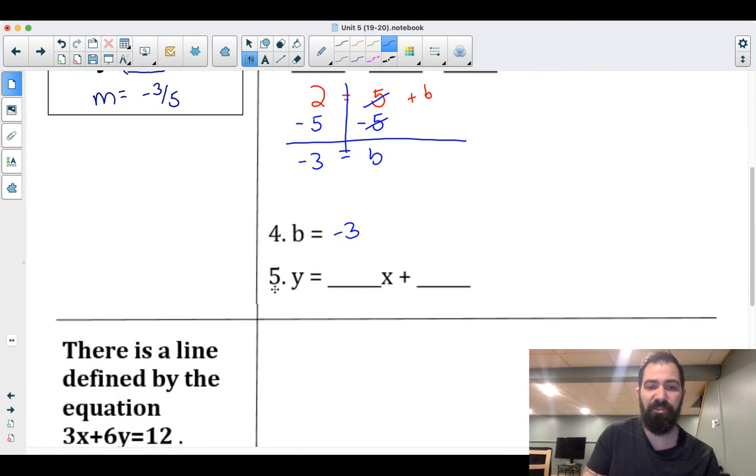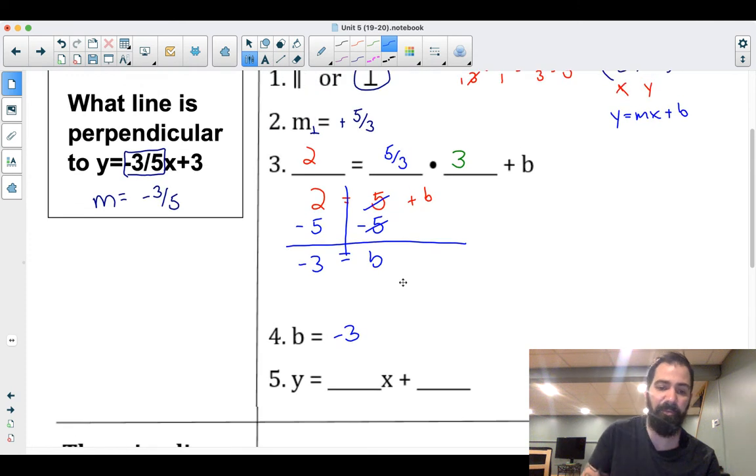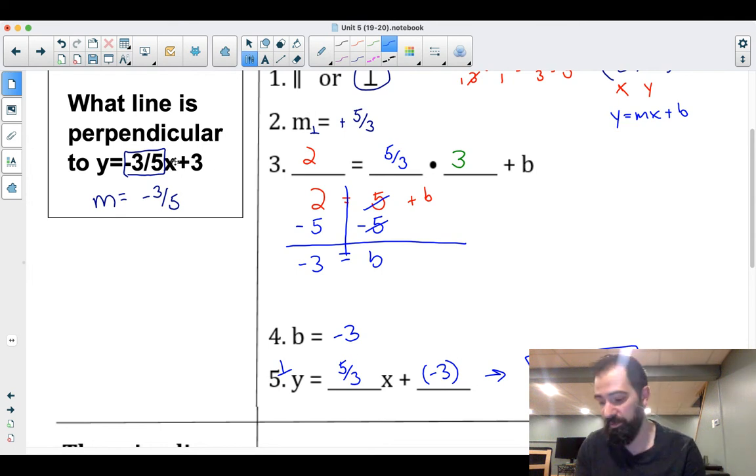Then we got to substitute back in. We said our slope, our new equation, this is our perpendicular equation, was 5/3. So we have y equals 5/3 x plus, and then we have minus 3, so we're going to do negative 3, which we can simplify down to y equals 5/3 x minus 3. And that would be a perpendicular line to our original equation.